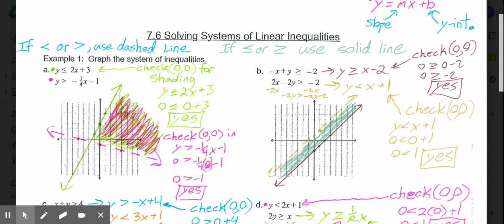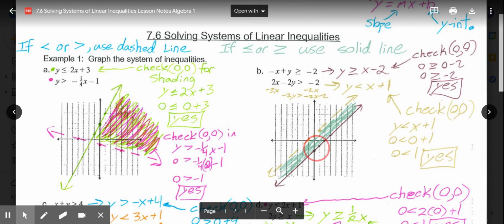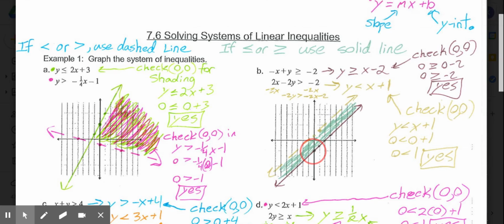So in this case, graphing our top line here, y is greater than or equal to x minus 2. I know it's a solid line. Starting at a negative 2, our slope is 1x, so up 1, right 1, up 1, right 1. Draw in your solid line. Don't worry about shading yet.